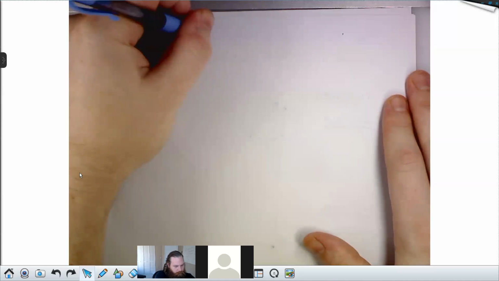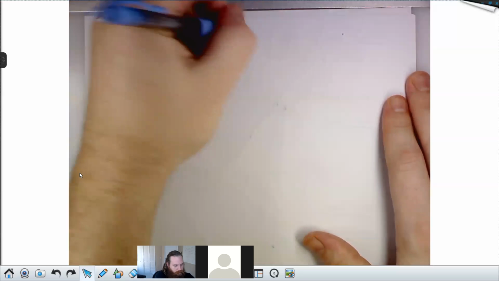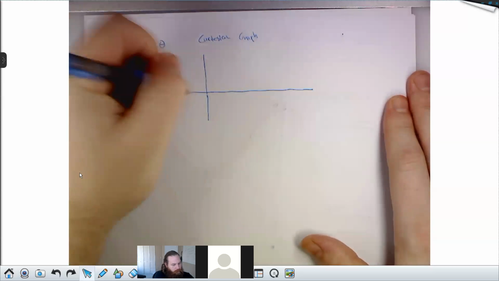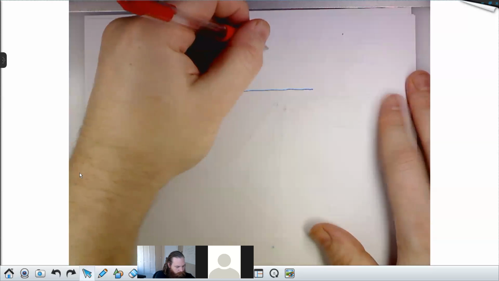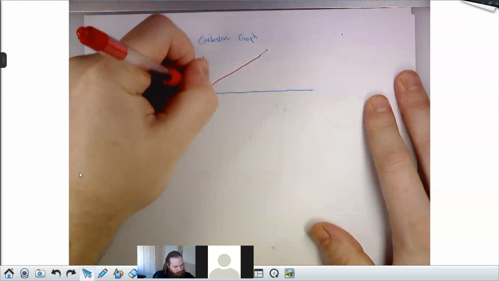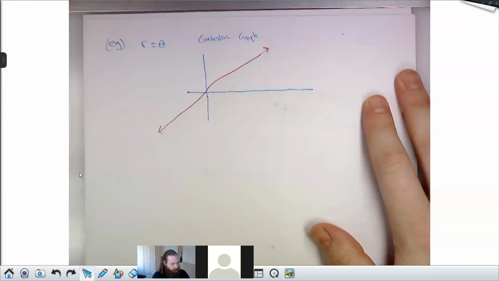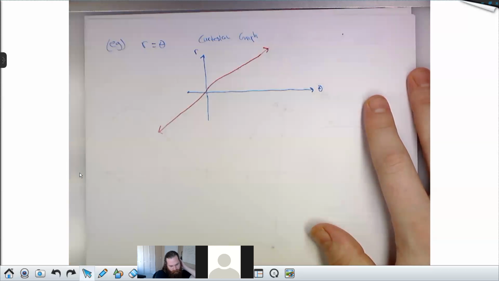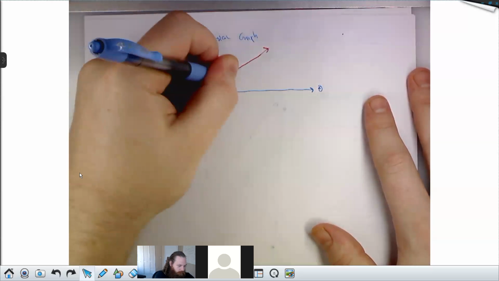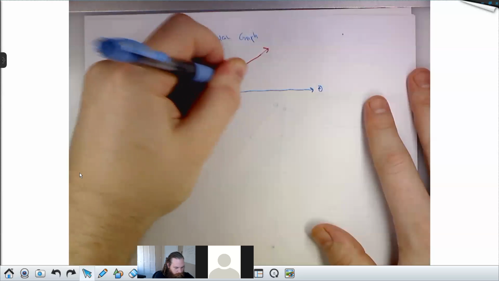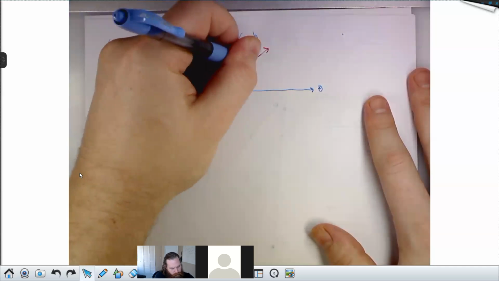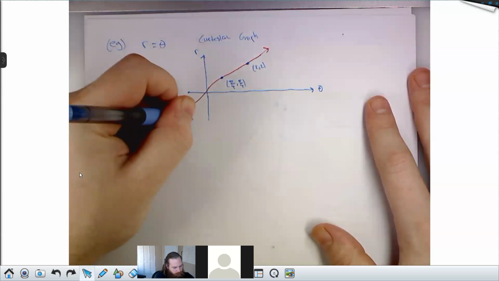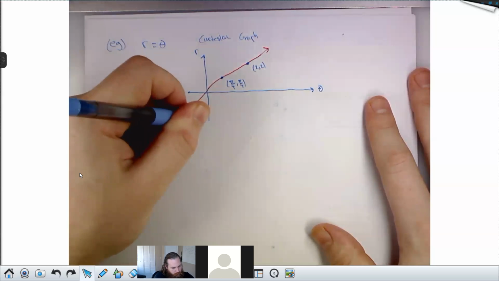So here the Cartesian graph. You know, this is the same as like saying I want to graph y equals x, right? It's going to look like this. This is your theta axis. This is your r axis. So points along here are like, you know, pi over 4, pi over 4, and 2, 2, and what would this be? This would be like negative pi over 2, negative pi over 2.